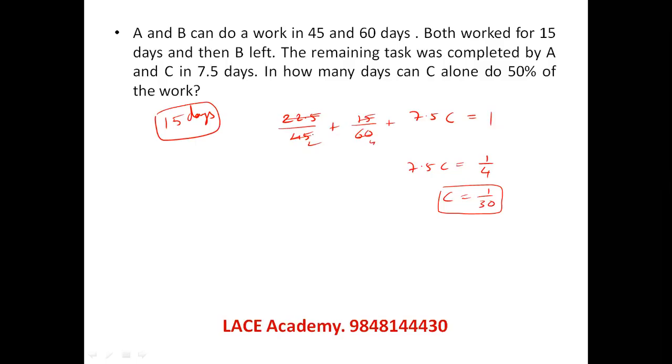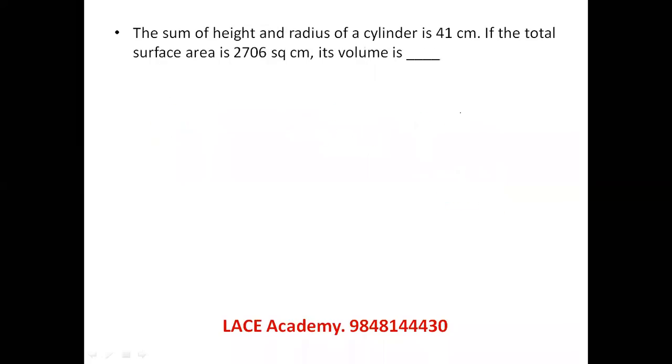Right? Now let's see what is the next question given. Sum of the height and the radius of a cylinder is given as 41. Total surface area, which is 2 pi r into r plus h, 41 is equal to 2706. Pi is 22 by 7.